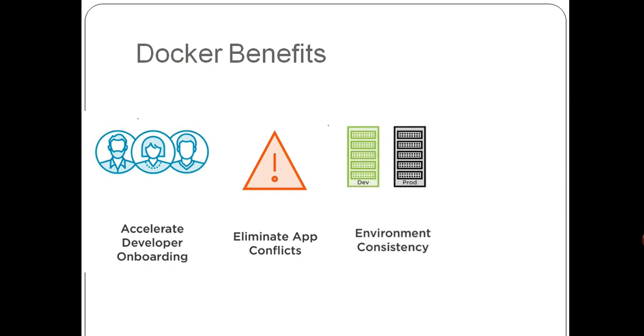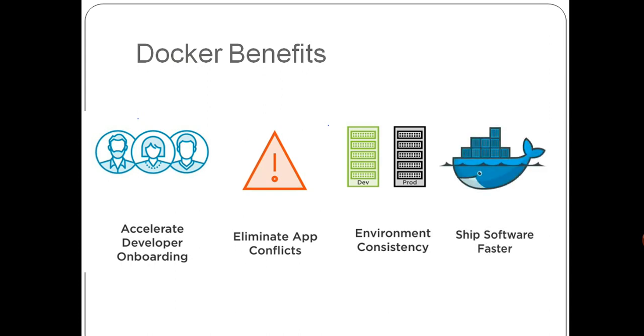Another important benefit is environment consistency. We developers frequently say that the app is running in my environment, but it is not running in production. If we use Docker, and the app runs on my machine, it will run on production or any cloud environment or any data center environment, and we can ship software faster using Docker.